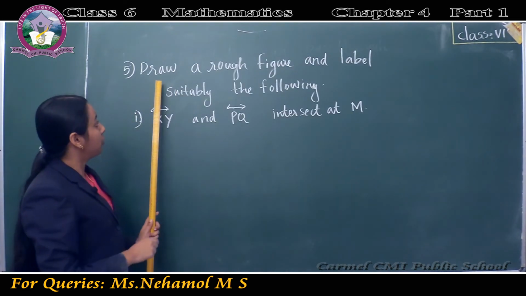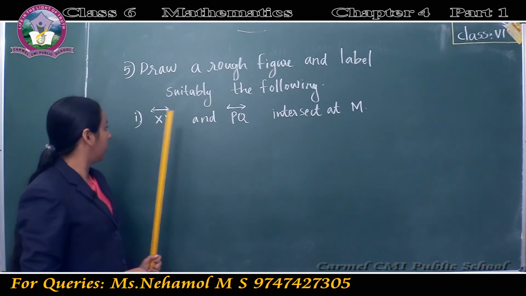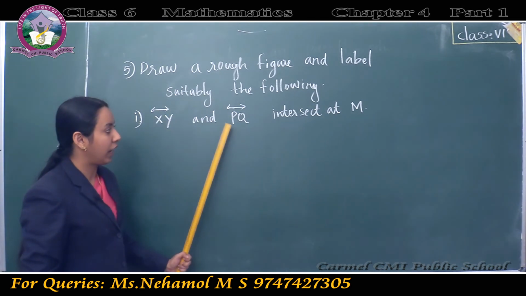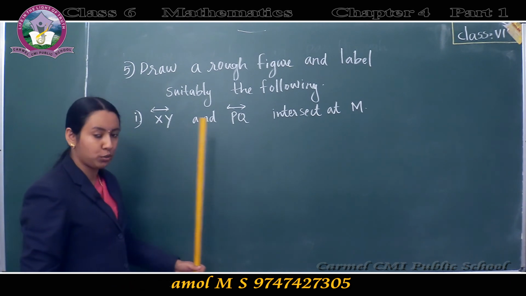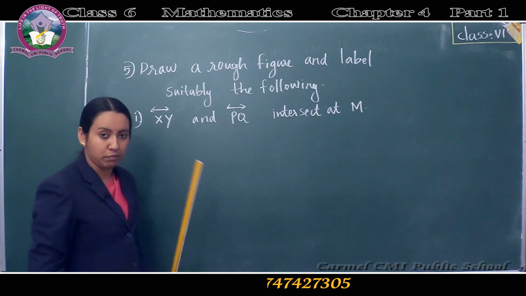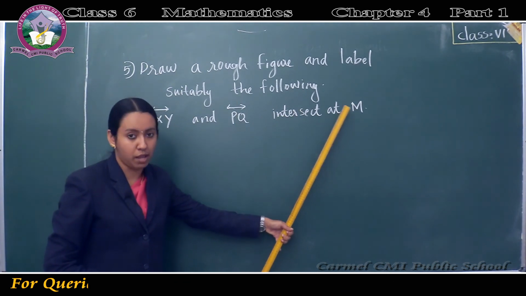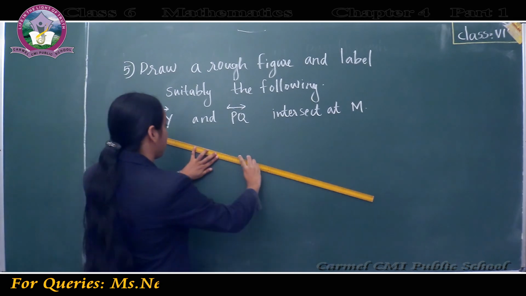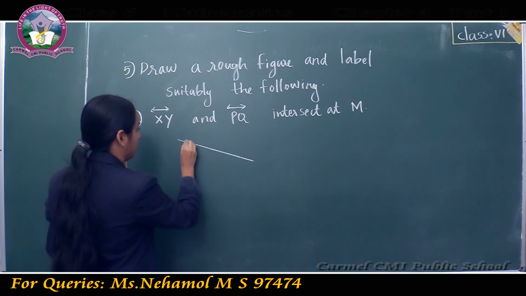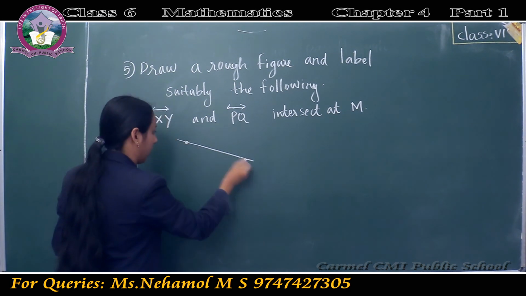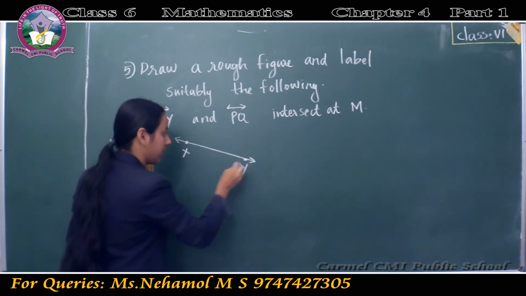Next question, draw a rough figure and label suitably the following. Line XY and line PQ intersect at M. We have to draw two lines, line XY and line PQ, and they are supposed to intersect at a point M. How can we draw it? First draw the line XY. Mark 2 points, X and Y. Then this is line XY.